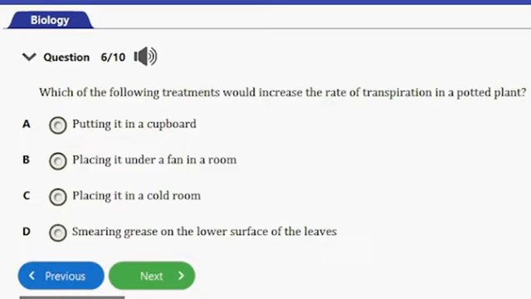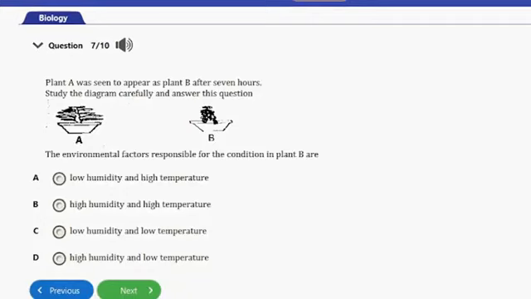So guys, the reason for this is because of the fact that actually strong wind is one of the factors that affects the rate of transpiration in plants. So the stronger the wind is, the higher the rate of transpiration, and vice versa. So that's it for that question. Let's consider the next question, question number 7.